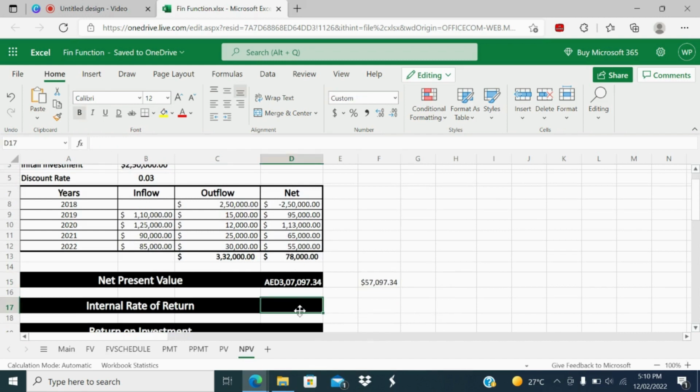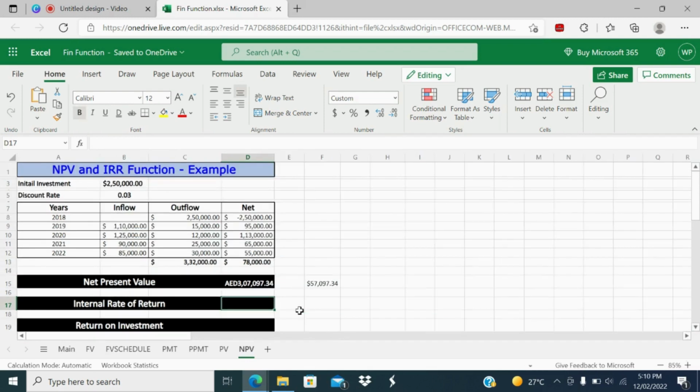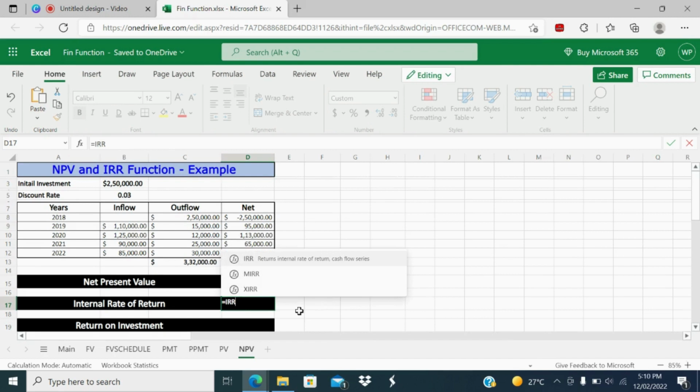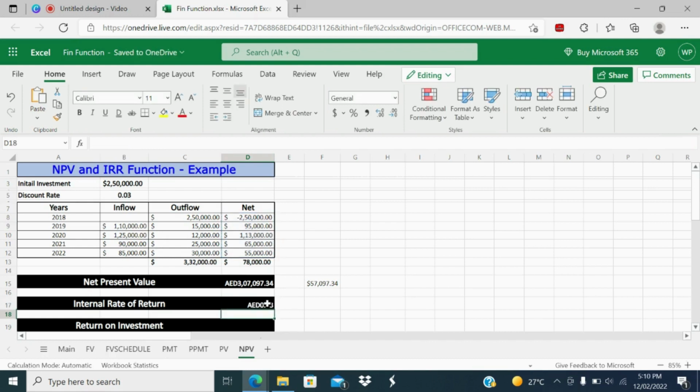Now what is my internal rate of return? For this, I will write the formula IRR, and here there is no need to exclude the initial investment. So I'll consider the net cash flow from the first year to the last year, and close the bracket. So the internal rate of return is 13%.